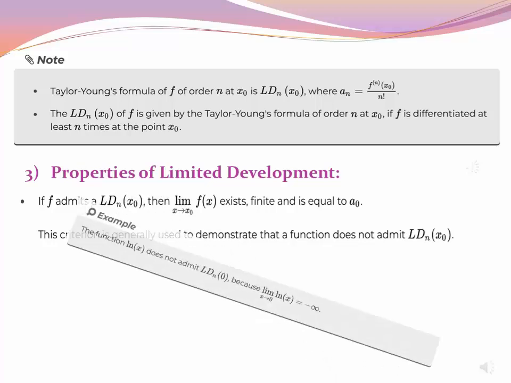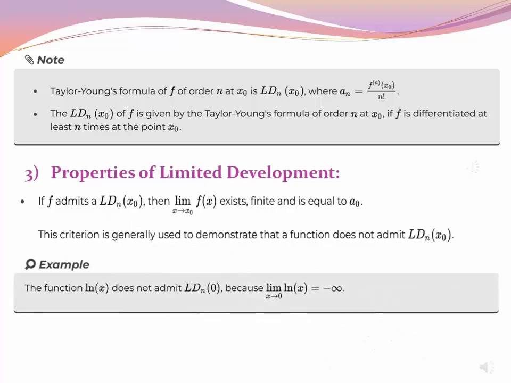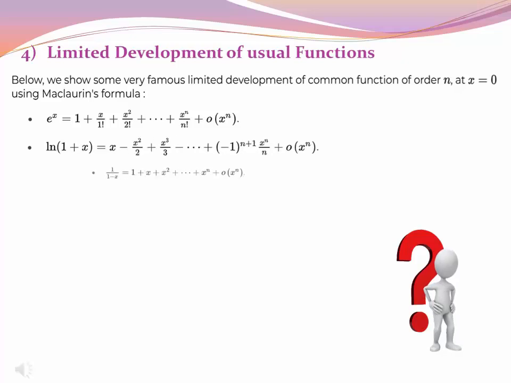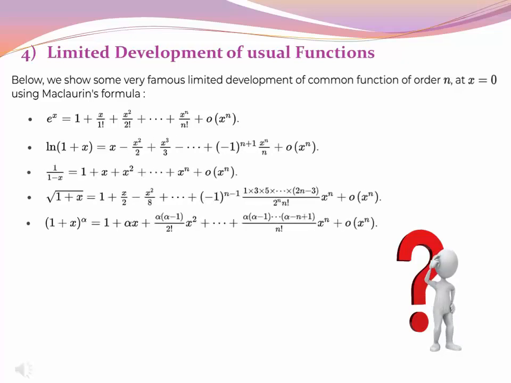As an example, the function logarithm of x does not admit a limited development of order n at 0 because its limit as x approaches 0 is minus infinity, so the limit is not finite. Here we show some very famous limited developments of common functions of order n at 0 using Maclaurin's formula.